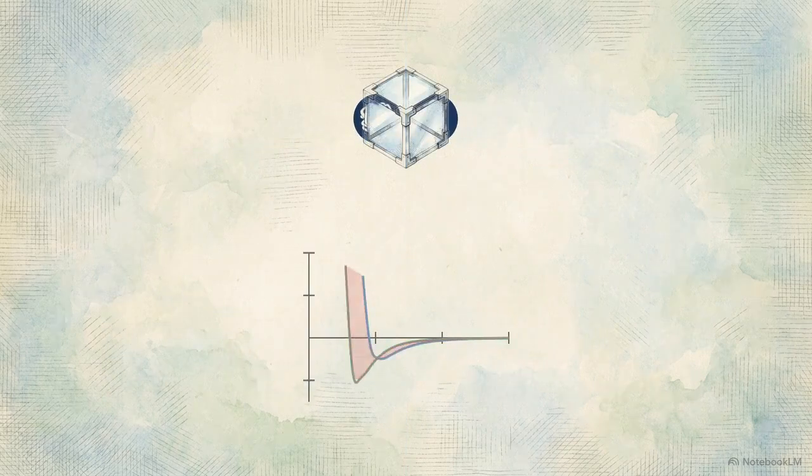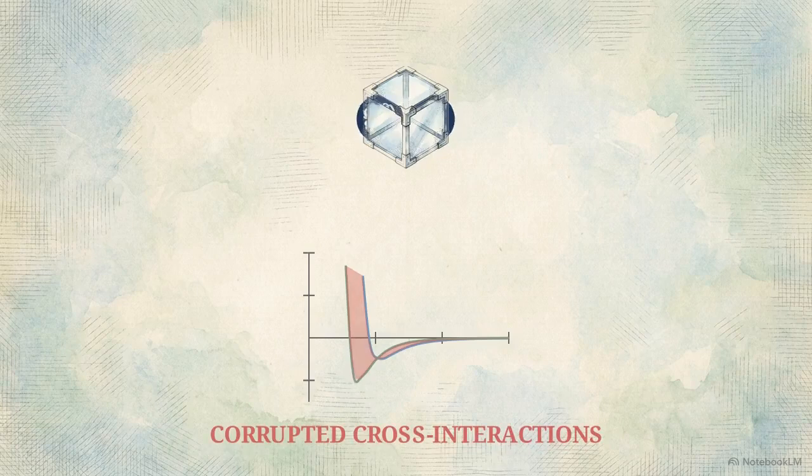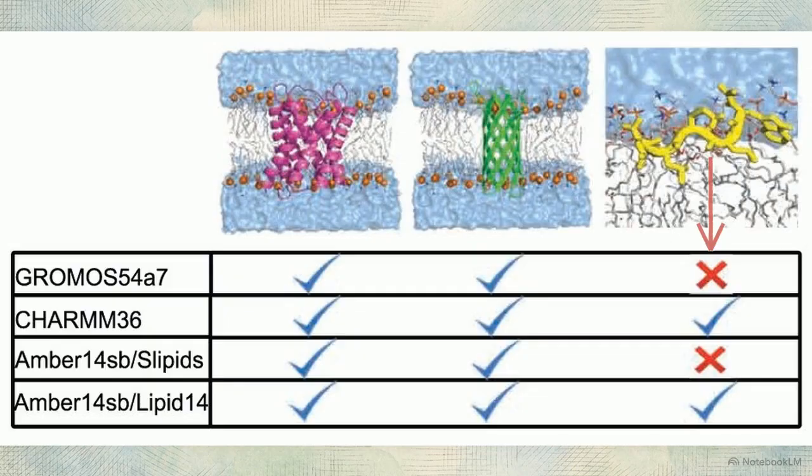If a single global rule is applied, it corrupts cross-interaction potentials. One molecule obeys the other's physics. Notice the red X marks for Gromos 54A7 and Amber 14-Slipids in this chart. Mismatched parameters fail to predict correct membrane insertion depths.